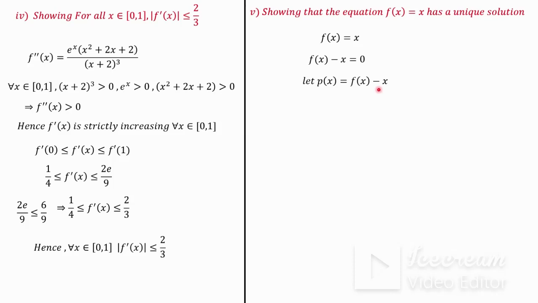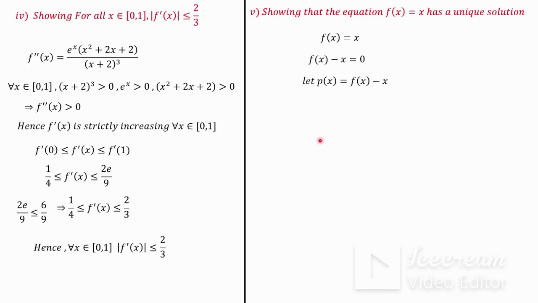We first of all show that this p of x is actually strictly increasing or strictly decreasing in the interval 0 to 1, and we make sure that there exists at least one value which touches the x-axis in the interval 0 to 1 actually. So let us first of all identify whether this function p of x is either strictly increasing or strictly decreasing in the interval 0 to 1.